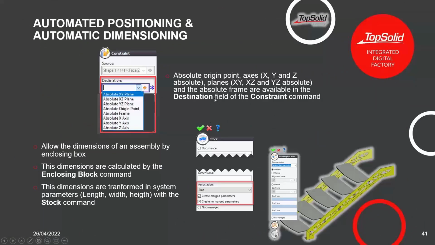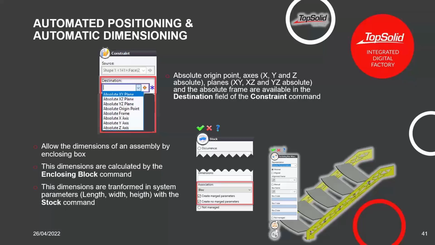Right off the bat, we have made positioning a little simpler with some automated positioning and some automatic dimensioning as well. The automatic dimensioning is what I'll start with. Basically, the enclosing box command for calculating the enclosing area of a part, an assembly, whatever, has existed for a while. But now it's possible to use this to help drive the overall size of an assembly.